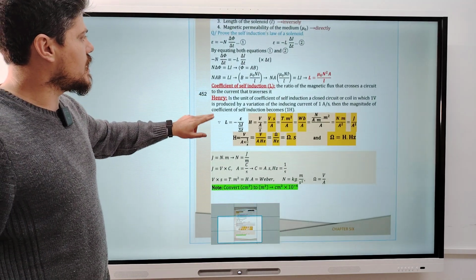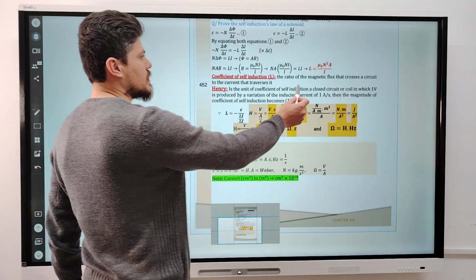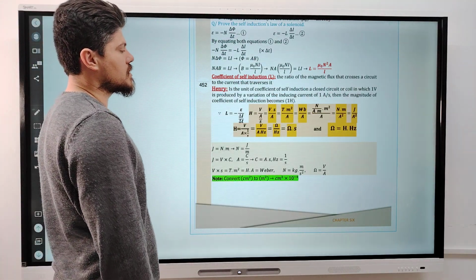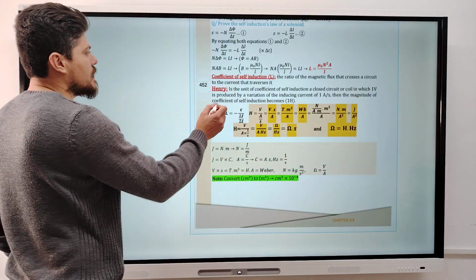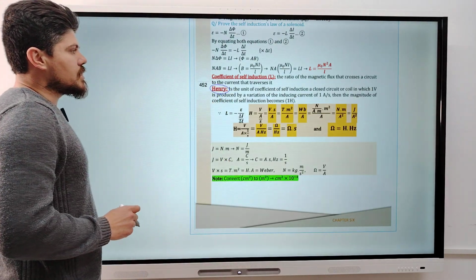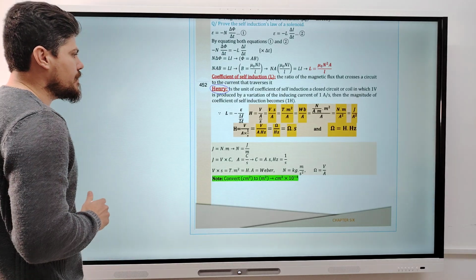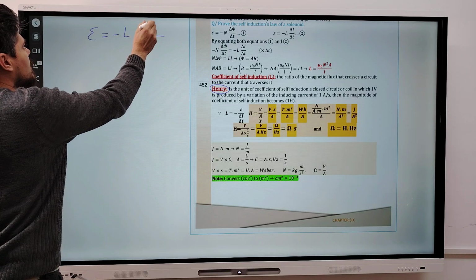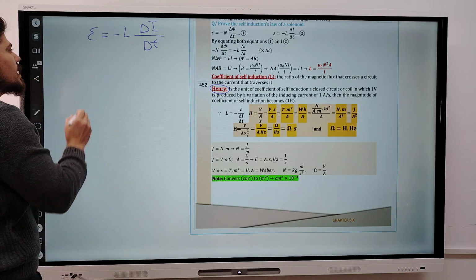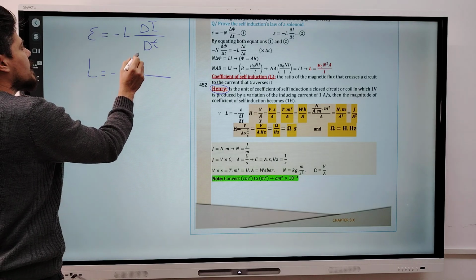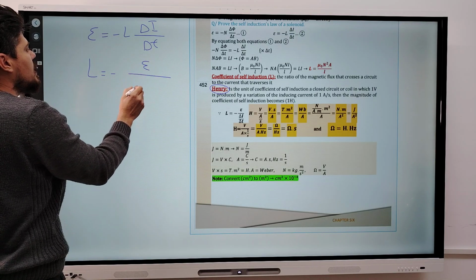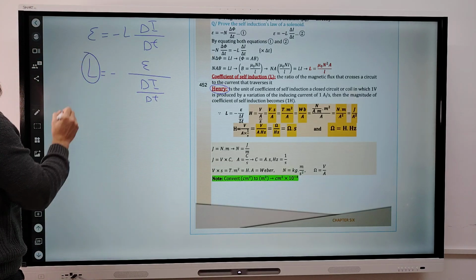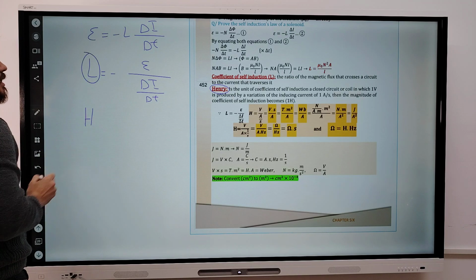The coefficient of self-induction L is the ratio of the magnetic flux that crosses a circuit to the current that traverses it. Coefficient of self-induction is measured in what? In Henry. So according to this equation, E is equal to negative L delta I over delta t. L is equal to what? If you rearrange this equation, negative E over delta I over delta t. Coefficient of self-induction is measured in what? In Henry.